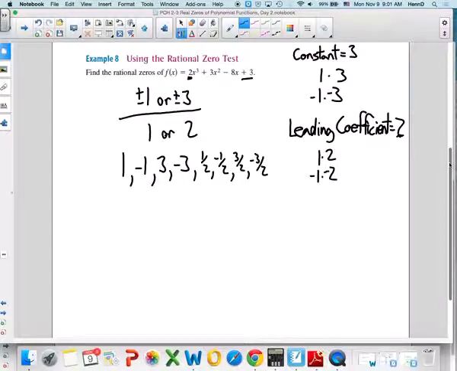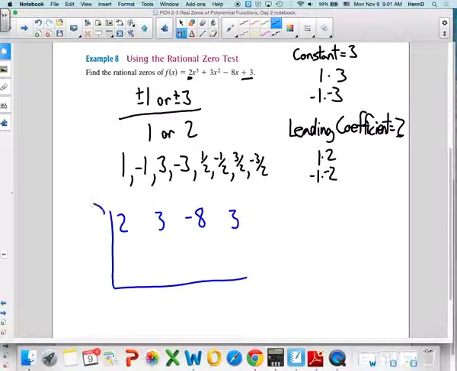Set it up with the synthetic division. Set it up with the synthetic division. Try your value. Okay? And see if yours ends up being a 0.